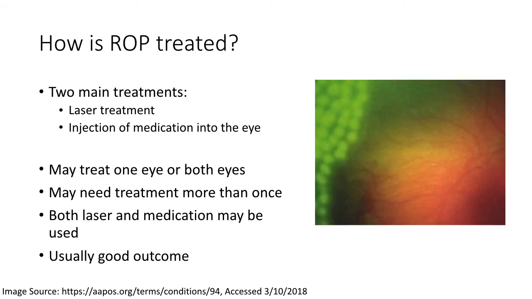The laser treatment usually has a good outcome with the disappearance of the abnormal blood vessels. An alternative to the laser surgery involving an injection of medication into the eyes is sometimes used. The effectiveness and long-term results of the injection of the medication into the eyes are still being studied. Infants may require treatment in one or both eyes, and some infants require repeated treatments and/or more than one type of treatment.